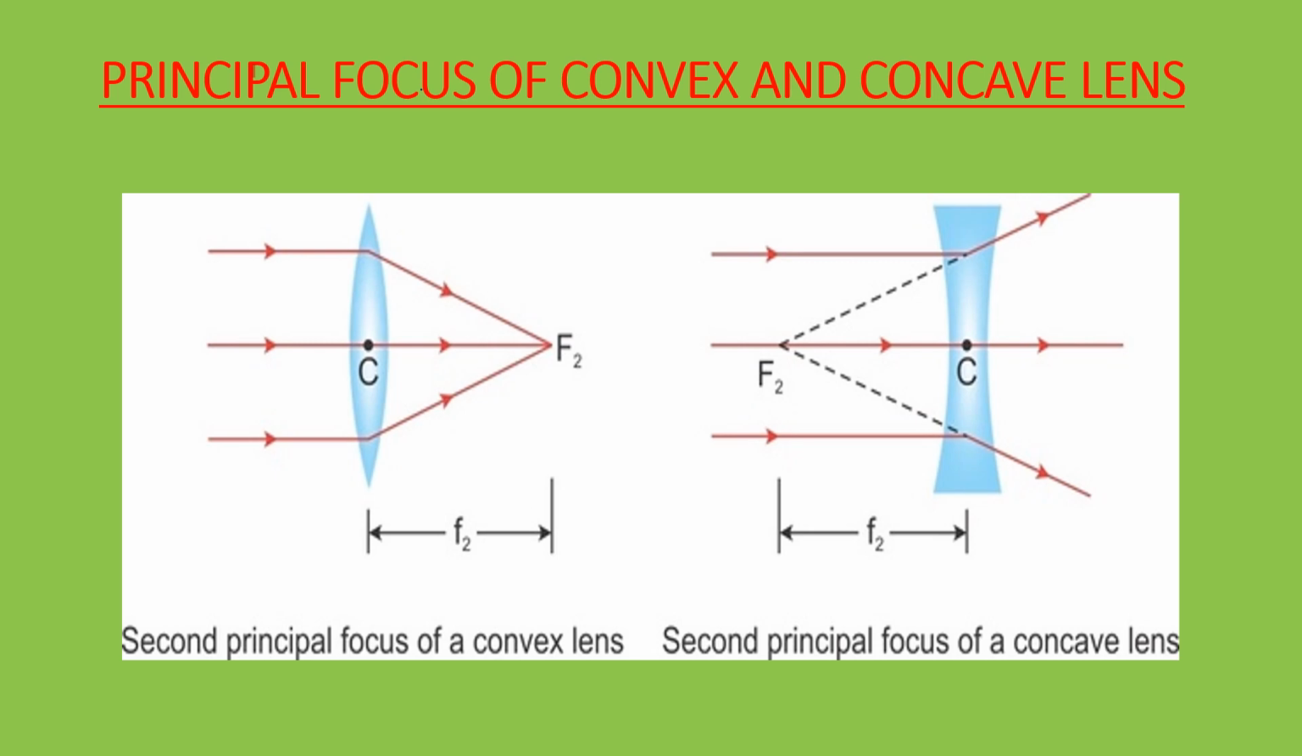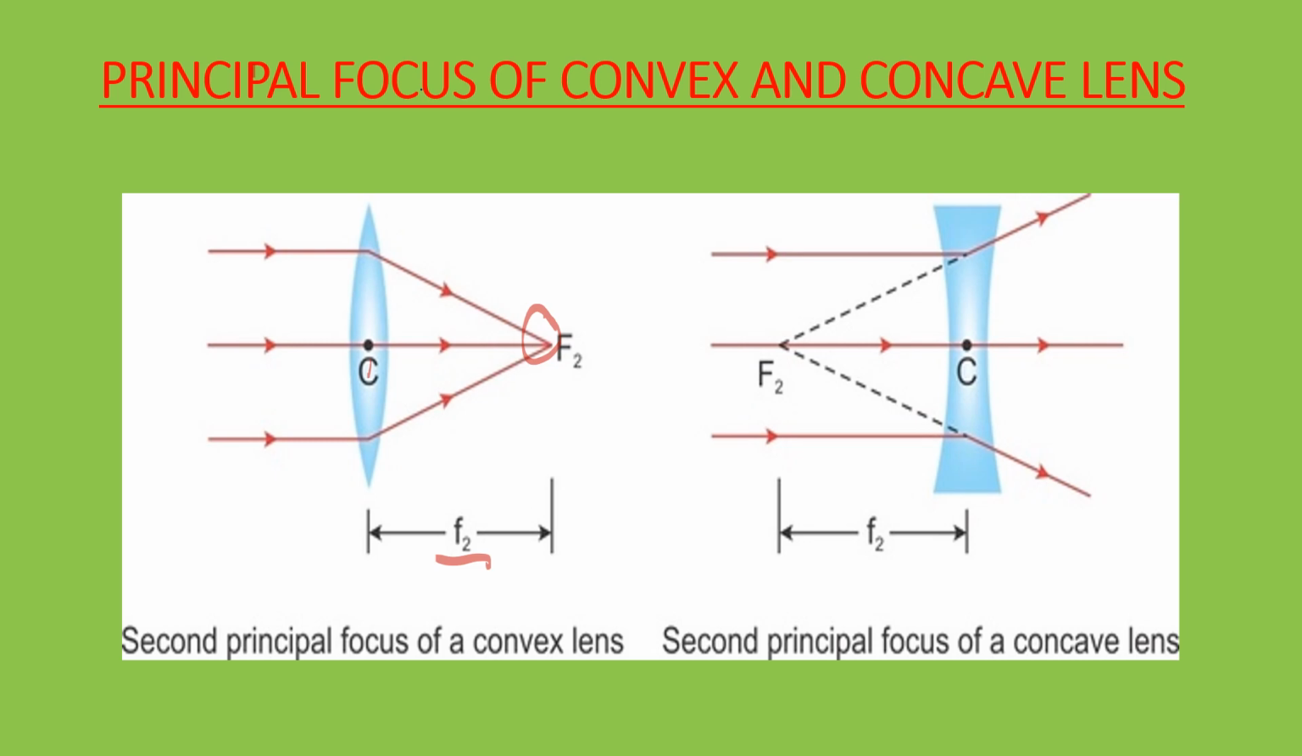Now when we see the convex lens, we can see that all the rays which are parallel to the principal axis meet after refraction at a special point which is marked as F2. So we can define the principal focus of a convex lens as a special point on the principal axis at which all the rays which are parallel and close to the principal axis converge after refraction. And the distance between the optical center and the focus is known as the focal length, which is marked by F here.